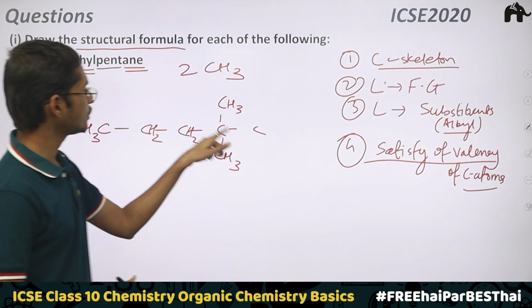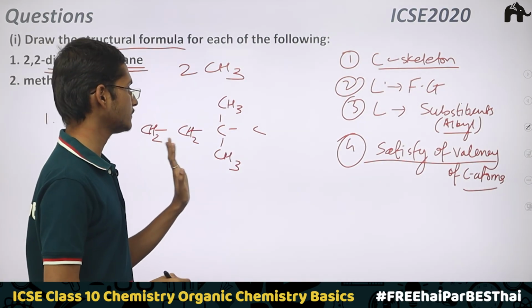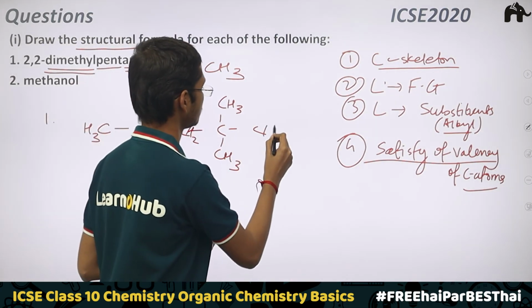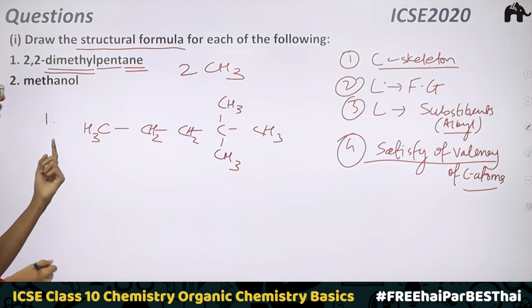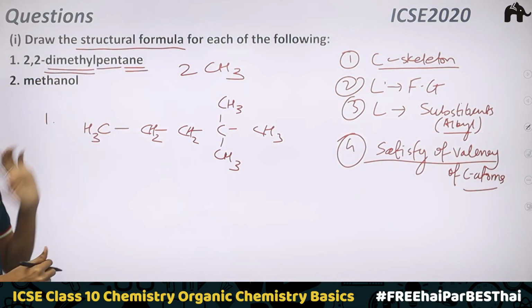Okay, and here see 1 2 3 4. So this carbon is already satisfied, very happy. 1 2 3 4. So this is our 2,2 dimethyl pentane's structure.